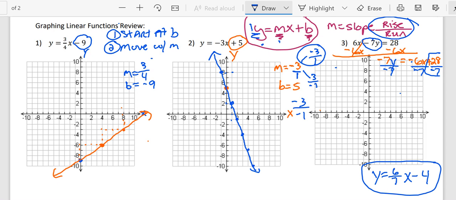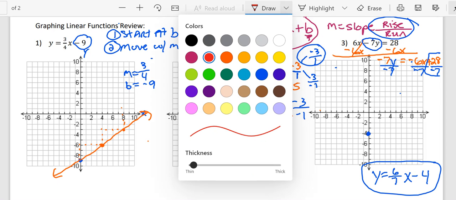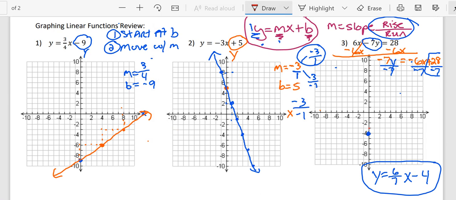So graph, start at b, it's negative 4. And then we do rise over run. So rise over run for this one is going to be up 6. 1, 2, 3, 4, 5, 6, 7. And we could go again, possibly. Let's see. 1, 2, 3, 4, 5, 6, 7. So that's going to be our line.